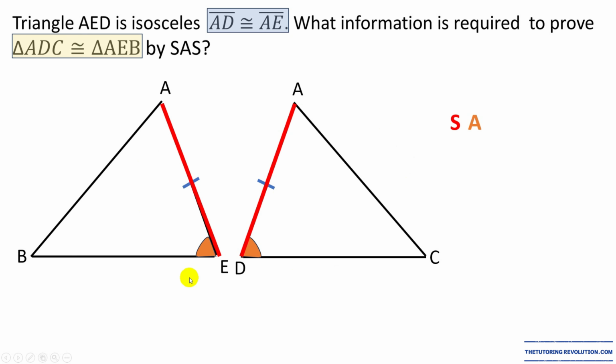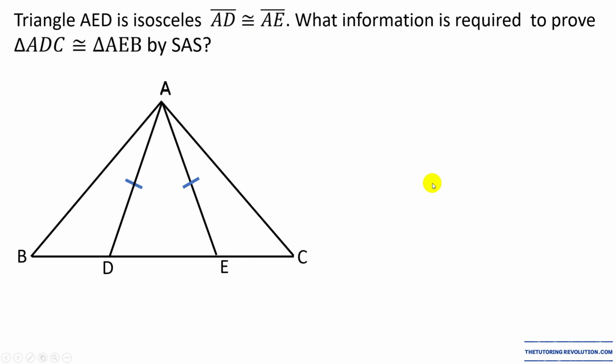Because the problem is not telling us that BE and CD are congruent. That's the information we need to add to the problem in order to show that these two triangles are congruent by side, angle, side. So the information required to prove this congruency is that these two segments, BE and CD, are congruent. That would be the answer to this problem. If these two segments are congruent, then the two triangles are congruent by side, angle, side.